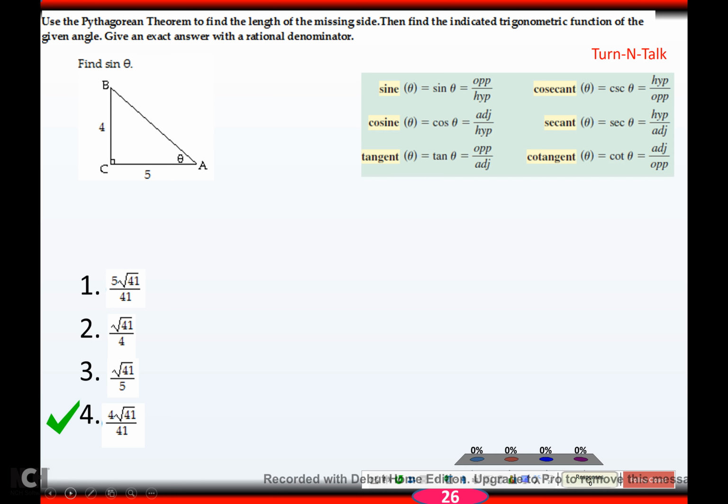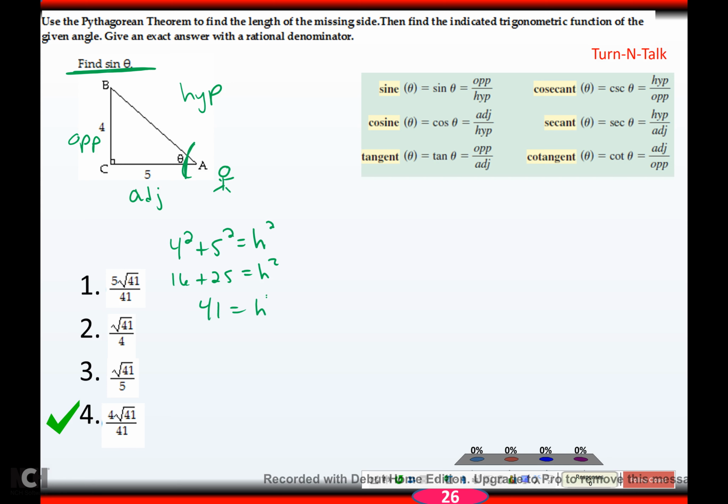And hopefully you got 4. Alright, they want me to find sine of theta. So you've got to figure out wherever they stuck theta. They stuck theta here at A, so that's where I'm standing. And from there, this is opposite. 5 is adjacent. And I need to figure out my hypotenuse. So Pythagorean theorem, leg squared plus leg squared equals hypotenuse squared. So you have 16 plus 25. 16 plus 25 is 41. So the hypotenuse is the square root of 41.